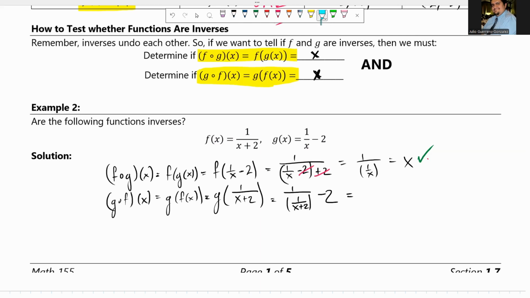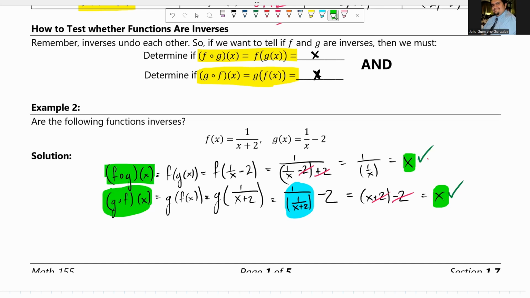If you do this portion, x plus 2 minus 2, you guys see how the minus 2 and plus 2 cancel? This is equal to x. Bam, we're all done. So like I said, it suffices to show either one of these. Either this is equal to x or this one is equal to x. If you can get either one of those equal to x, you proved that f and g are indeed inverses.